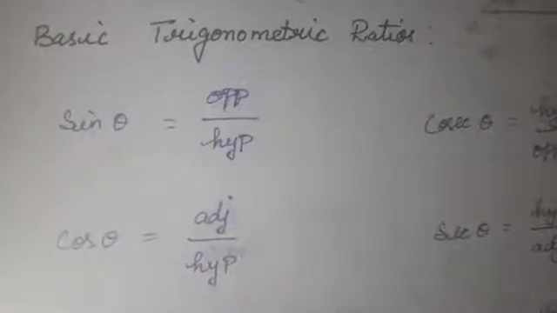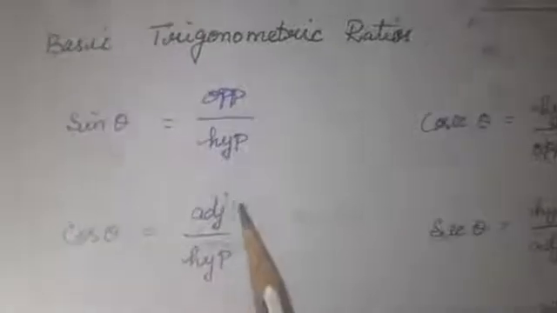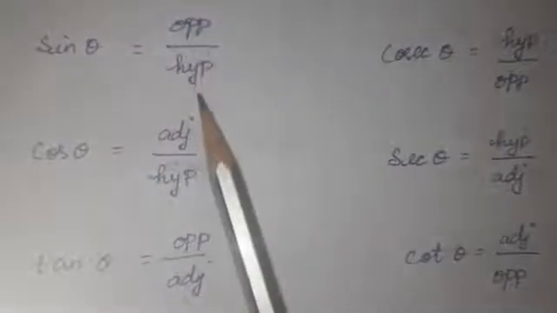Basic trigonometric ratios. What are the trigonometric ratios? Sin theta, cos theta, tan theta, cosecant theta, secant theta, cot theta. For that, the formula is sin theta is opposite by hypotenuse. Then cosecant theta is hypotenuse by opposite.